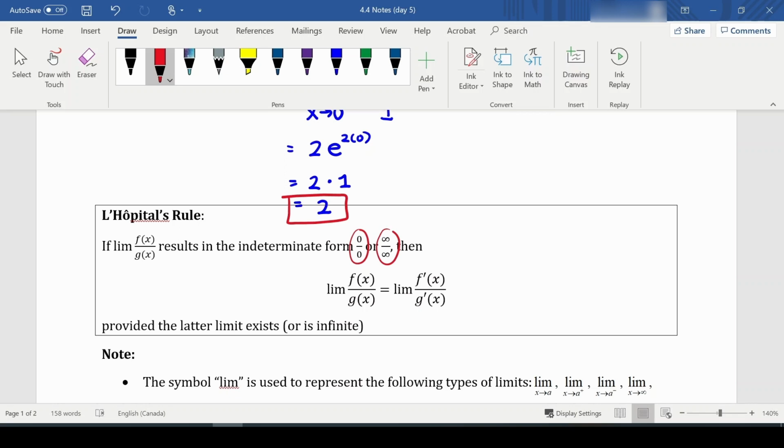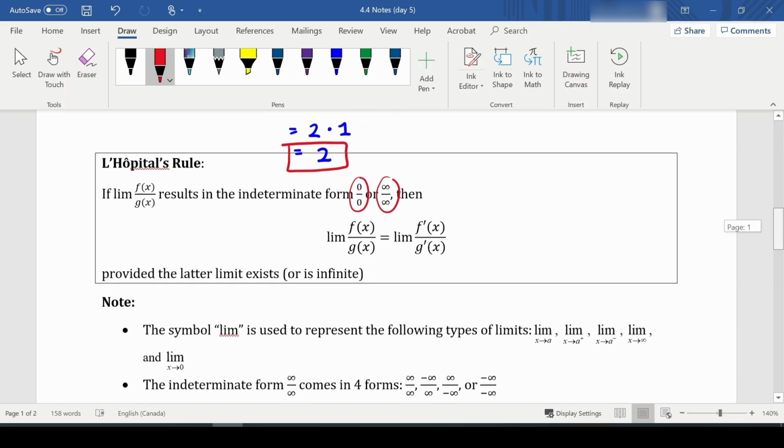Now, this only works if we're starting with the limit of some rational of some sort, okay? If it's not a rational, we cannot do L'Hopital's rule. We must rewrite it as a rational first, and then we can apply L'Hopital's rule, okay?